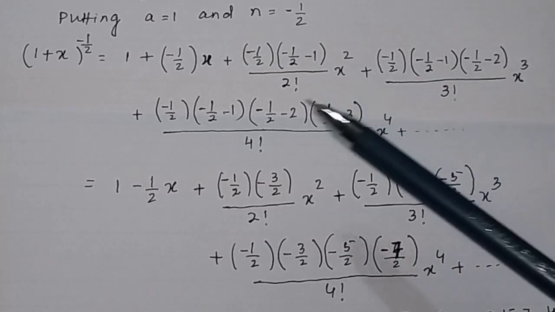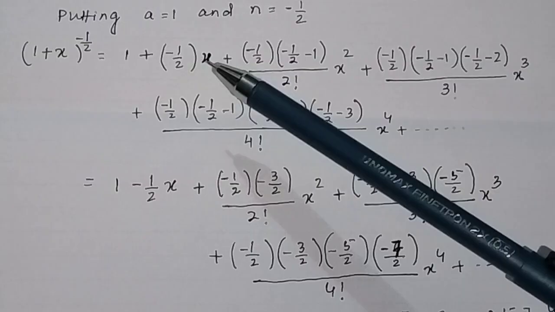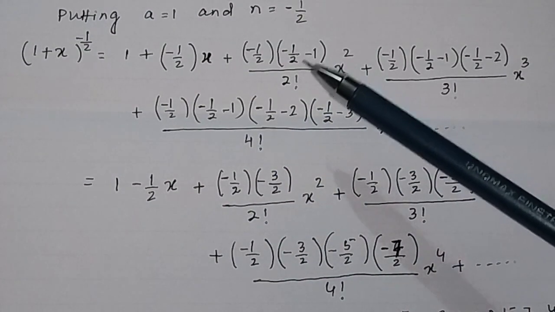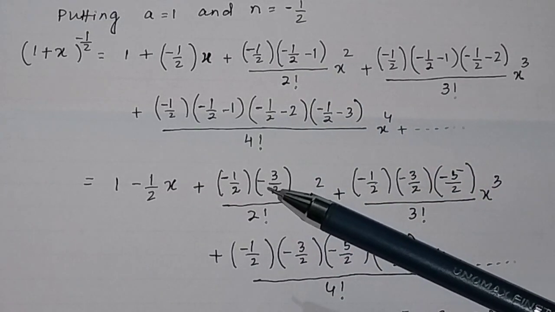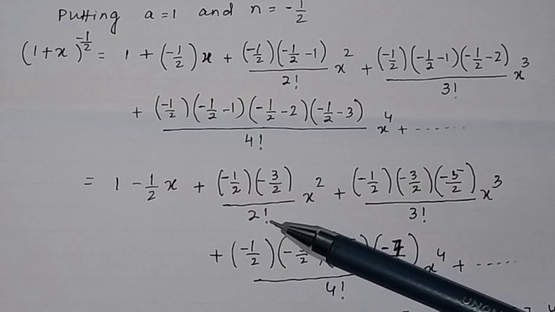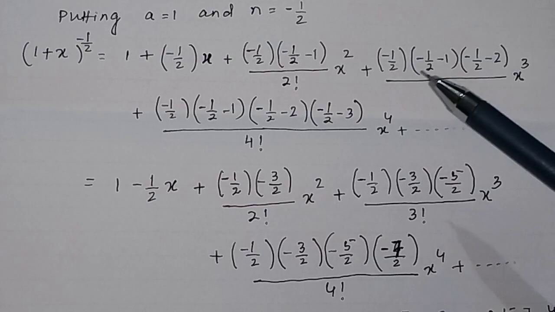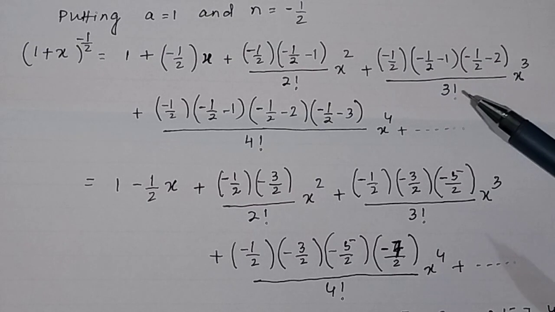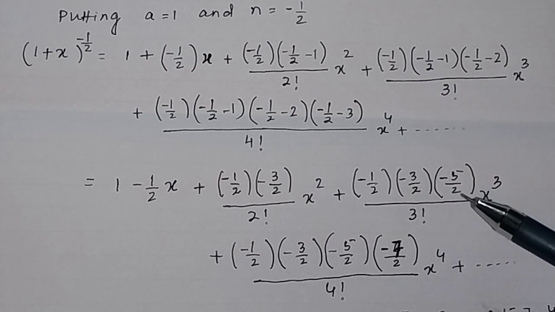So if you solve this, the first term will be equal to 1, the second term will be equal to minus half into x, and the third term will be equal to minus half times (minus half minus 1), which is minus 3 by 2, multiplied by minus half multiplied by minus 3 by 2 divided by factorial 2 into x square. The next term will be equal to minus half, minus 3 by 2, minus 5 by 2, divided by factorial 3 into x cube.